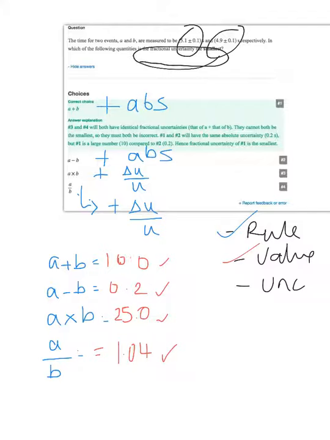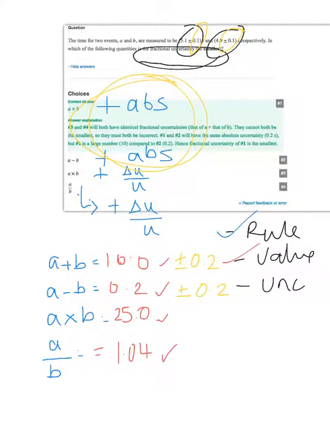For the first 2, it's fairly straightforward. All we're doing is adding the absolute uncertainties. So our absolute uncertainty is 0.1 for A and 0.1 for B. So here we would have plus or minus 0.2 because we're adding. It would also be 0.2 for the next one.